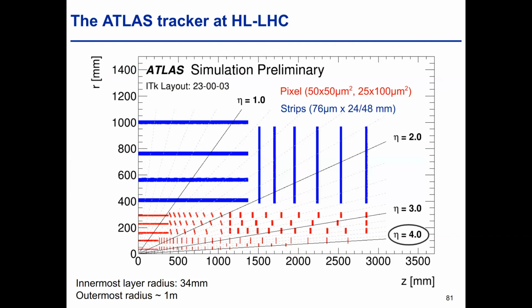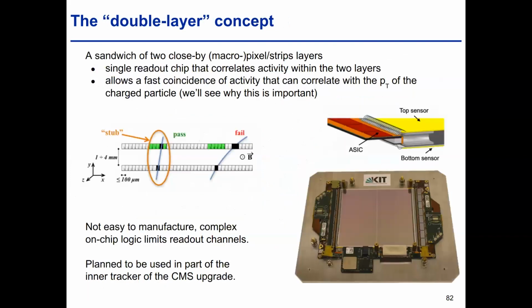One aspect that I wanted to highlight, which has been quite a large effort in optimizing, is how close to the interaction point you can get. And so we get to a bit more than 3 centimeters from the interaction point, which is just outside the beam pipe.